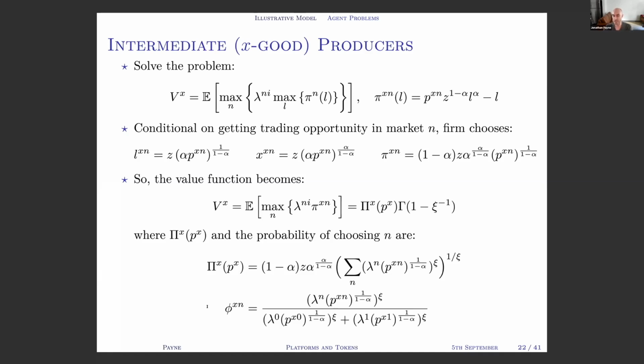And then we also get a very clean expression for the fraction of firms. I'm going to use these phi's for the fraction of firms that go to a particular market. So here, this is the fraction of firms that go to market N, and here we see it's basically a share of the weight between the trading rate and the price. Okay, all right. So just a quick note then.